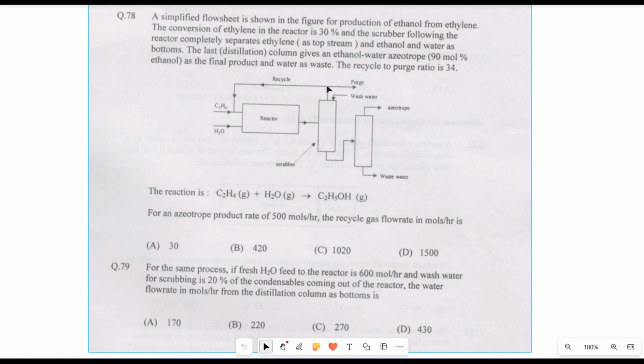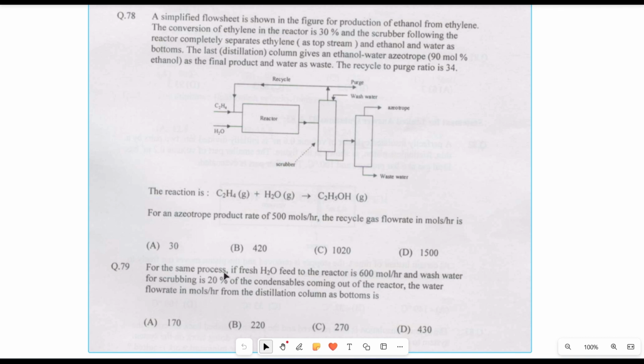If you read the question, it says that a simplified flow sheet is shown in the figure for production of ethanol from ethylene. The conversion of ethylene in the reactor is 0.3. The scrubber following the reactor completely separates ethylene as top product and ethanol and water as bottom. The last distillation column gives an ethanol-water azeotrope, 90 mole percent ethanol, as the final product and waste as water. The recycle to purge ratio is 34.